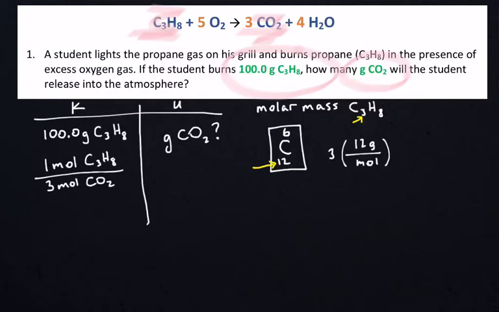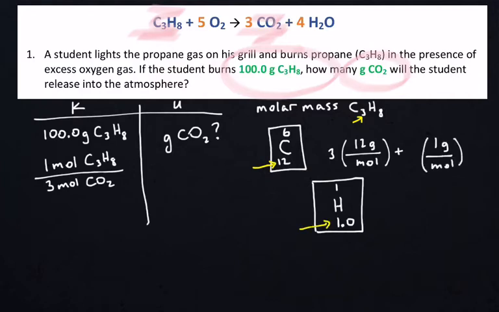Hydrogen has an atomic mass of 1. We're going to write that down. But look, the subscript is an 8. So we have 8 hydrogen atoms, each with an atomic mass of 1. So we're going to multiply that atomic mass by 8.